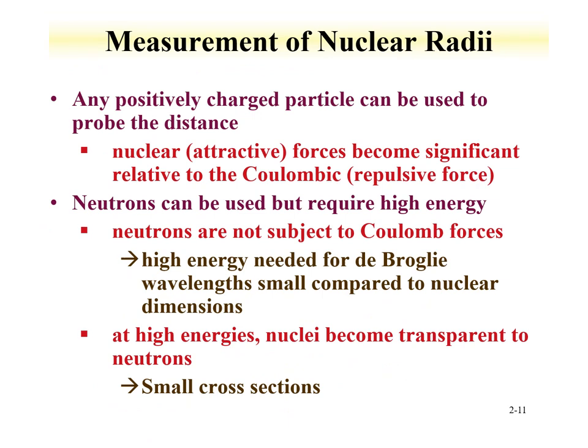In the previous slide, we talked about an alpha particle impinging on a nucleus. Basically, any positively charged particle can be used to probe the distance. I could even use electrons, so I could use a negatively charged particle, but nuclear attractive forces become significant relative to the Coulombic forces. The closer you get, the more these nuclear attractive forces will start to override Coulombic repulsive forces. Neutrons can be used, but they're going to require higher energies because they're not subject to Coulombic forces. The high energies are needed for the de Broglie wavelength, the wavelength that the neutron takes as it's traveling, which needs to be small compared to nuclear dimensions.